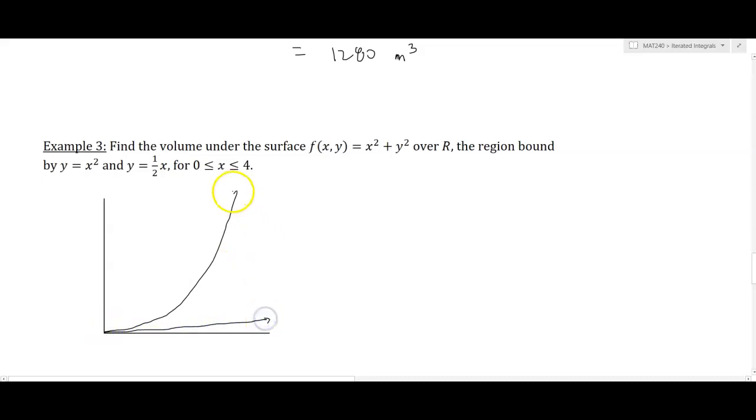And what I want is, I just want to focus on the region that's bounded between these. So let's say this is x equals 4 right about there. And what I want is just the volume underneath this paraboloid within this region right here. So I can break this up into, again, do dy dx or dx dy.